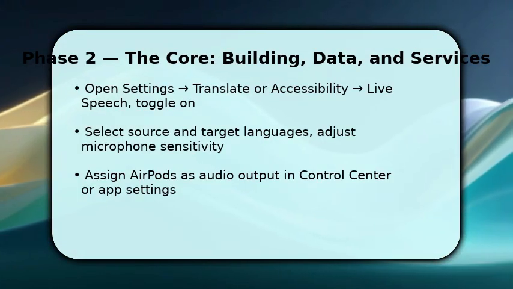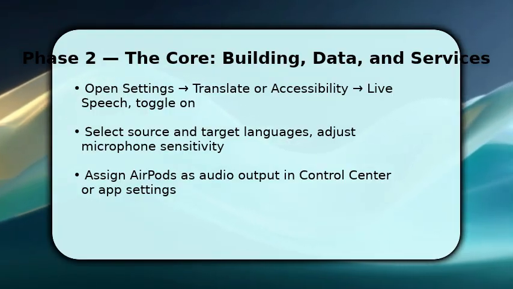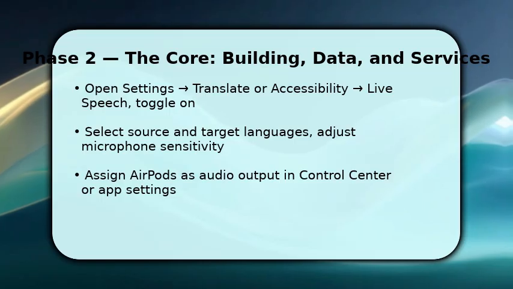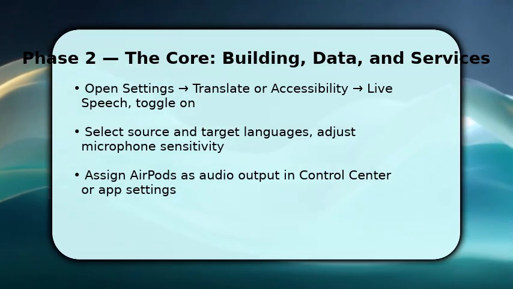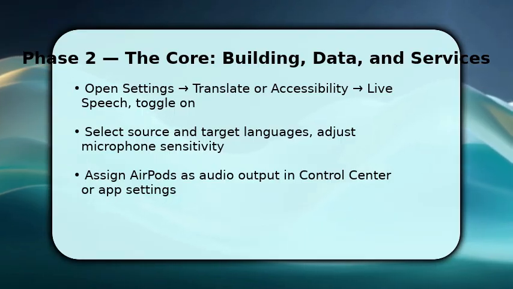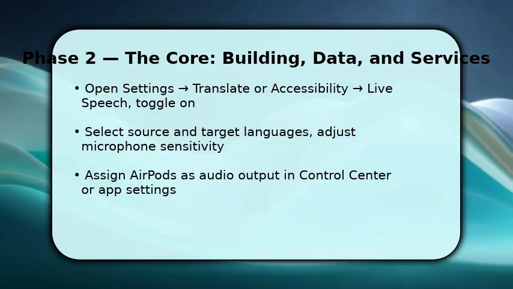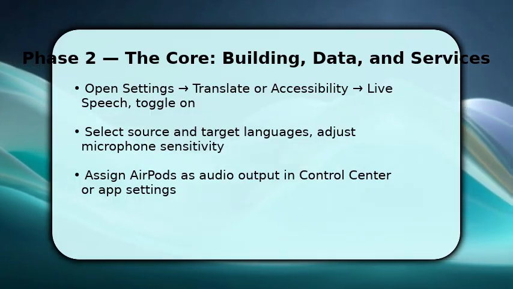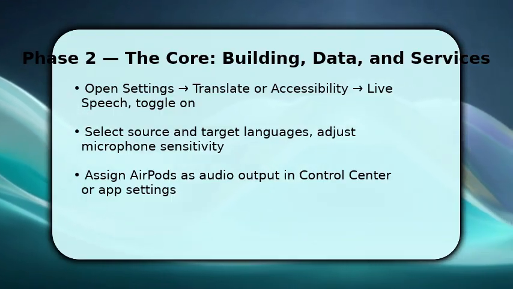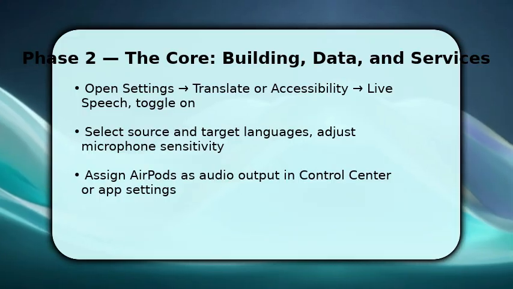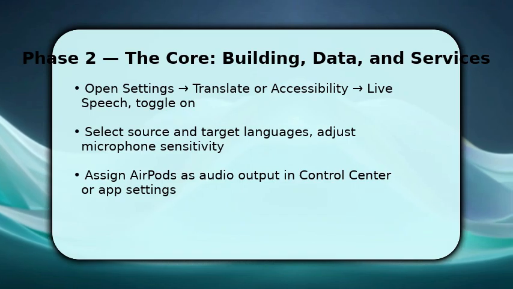Next, you configure translation. Go into Settings, open Translate or Accessibility's Live Speech, and toggle the feature on. This connects system-level audio. Then choose your source language and target language in the Translate app. Pick your mic sensitivity if background noise is an issue, because cleaner input equals better translations. Make sure your AirPods are selected as the audio output in Control Center or inside the translation app. Once done, test with a short phrase to confirm both capture and playback are routed to your AirPods.